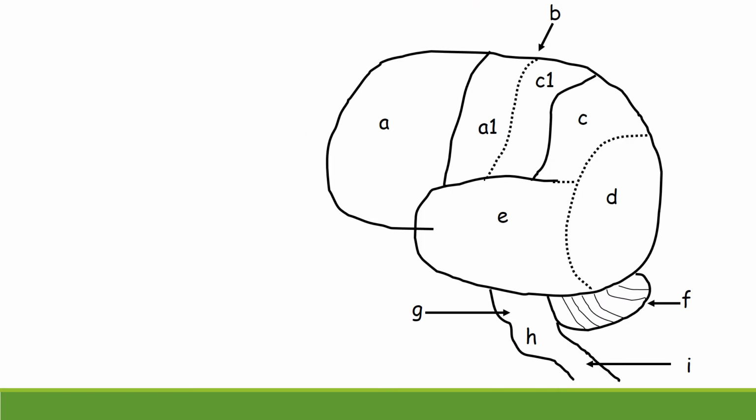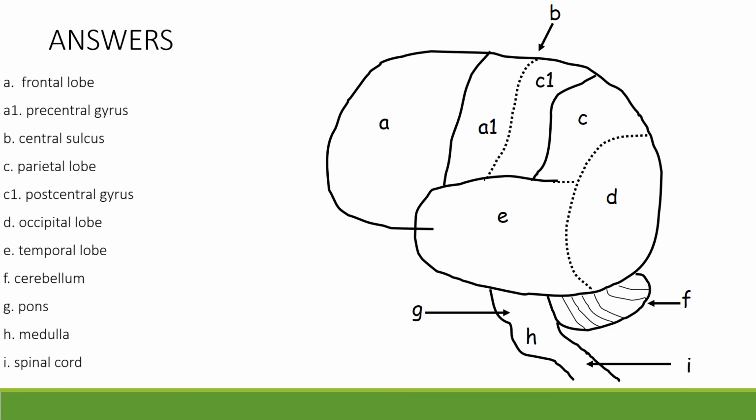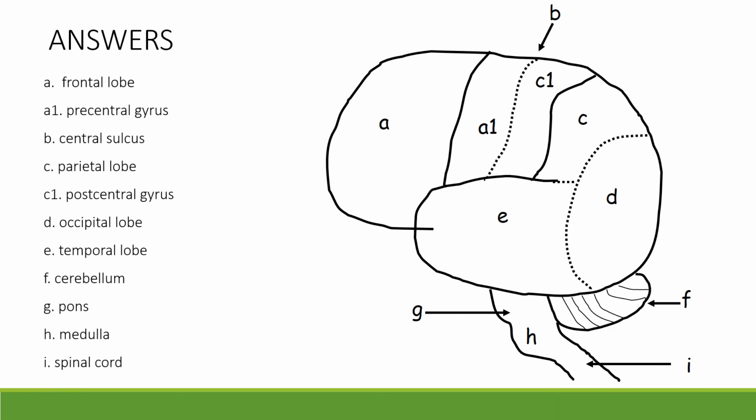Here are the answers. A is the frontal lobe. A1 is the precentral gyrus. B is the central sulcus. C is the parietal lobe. C1 is the postcentral gyrus. D is the occipital lobe. E is the temporal lobe. F is the cerebellum. G is the pons. H is the medulla. And I is the spinal cord.